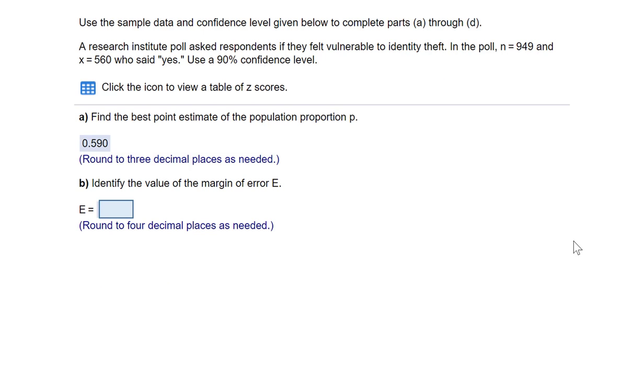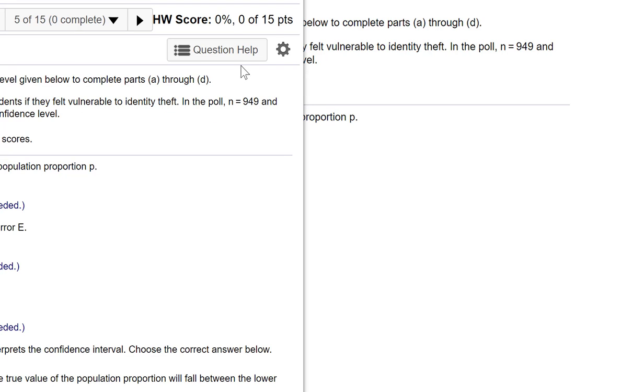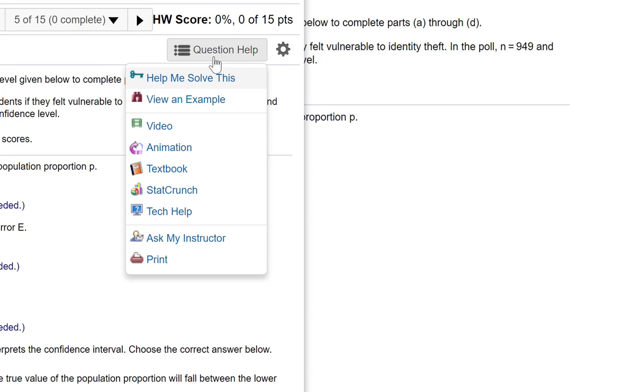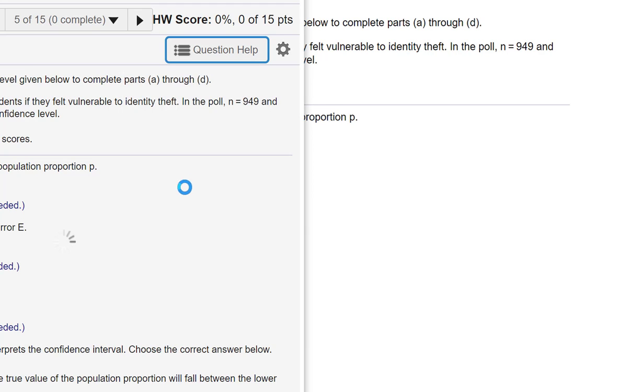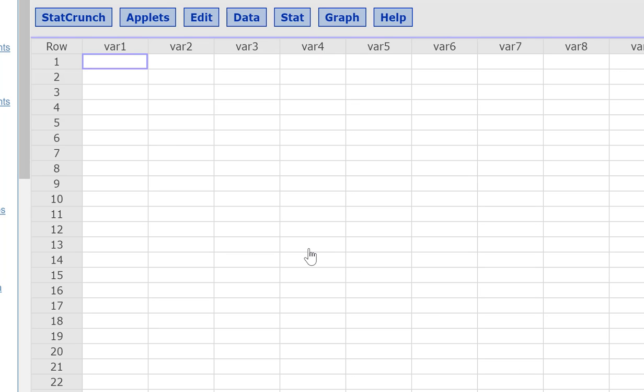Okay, part B, identify the value of the margin of error, E. Now, I'm actually going to do part C first. The way they're wanting you to build this is if you were doing this by hand, which we're not going to be doing. So we are going to use either the TI-83/84 or StatCrunch. In the question help, click question help and click StatCrunch. Okay, StatCrunch should open up.